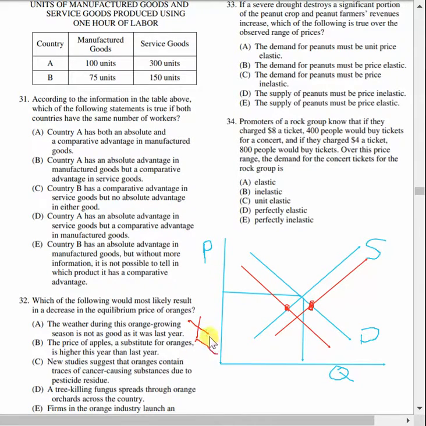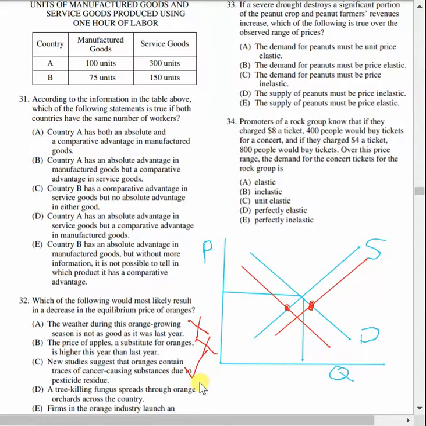Okay, a new study suggests that oranges contain trace amounts of cancer-causing substances due to pesticide residue. Well, here, that's going to decrease the demand for oranges, and that's what we're looking for. A decrease in demand will lower the price, so that's correct. Okay, we'll look at the other choices just to make sure.